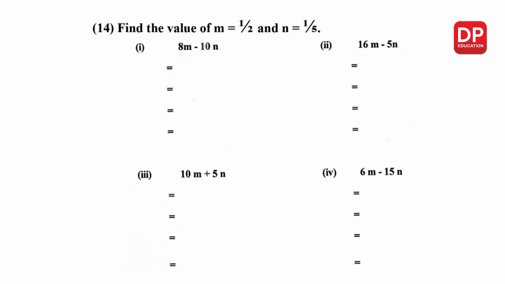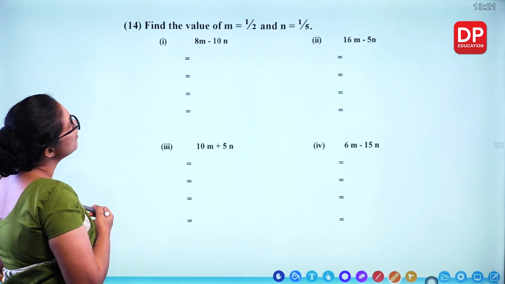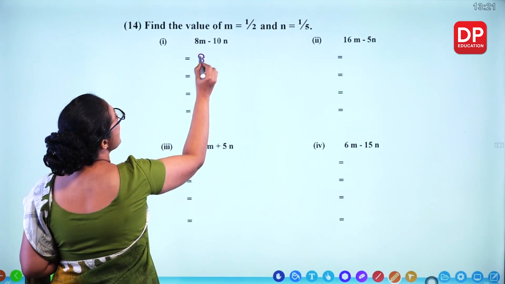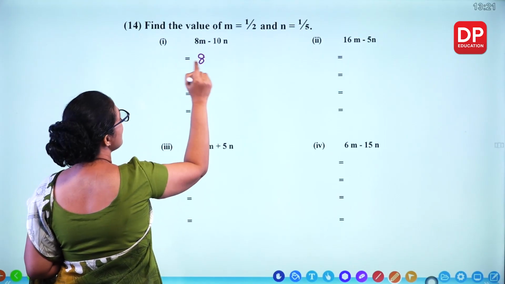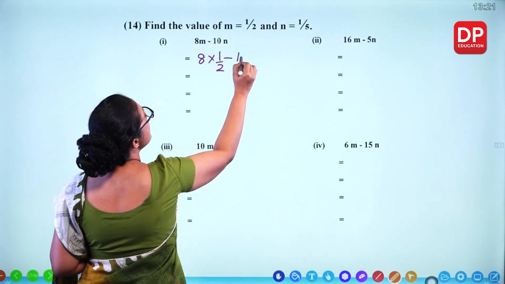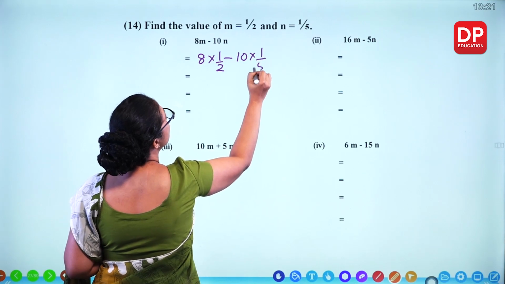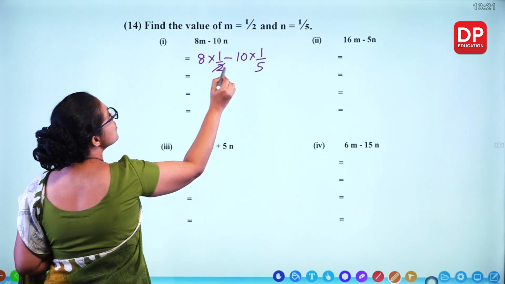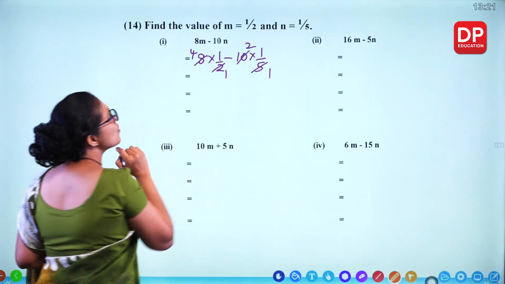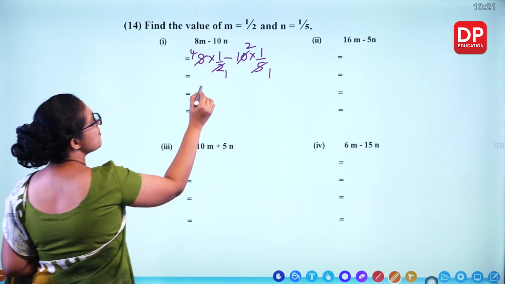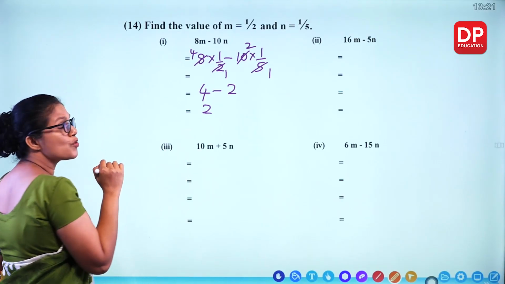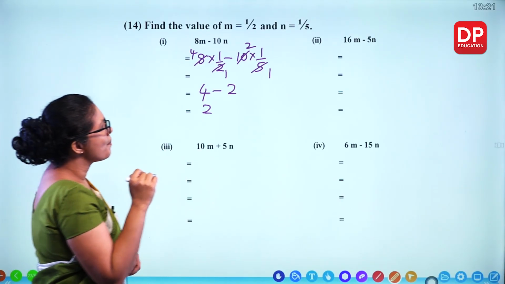Find the value of m equals half and n equals 1/5 for these expressions. 8m. M is half. N is 1/5. 2 times 4. Here 5 times 2. 4 times 1, 4. 2 times 1, 2. 4 minus 2, you get 2.